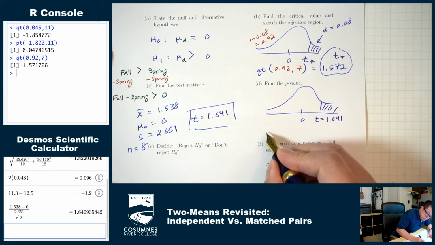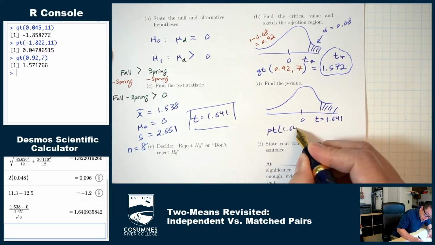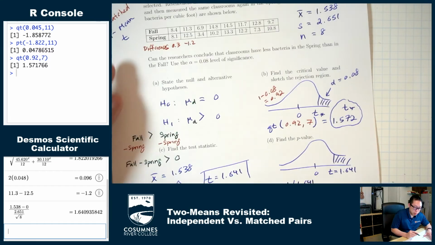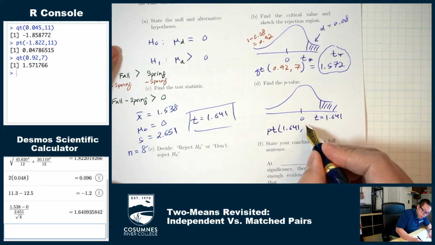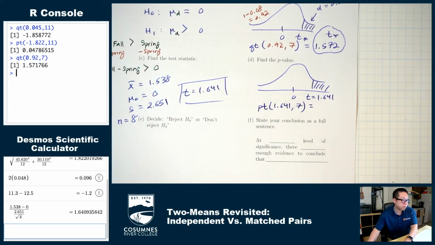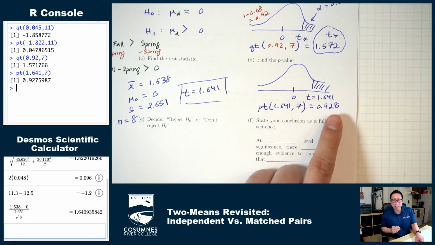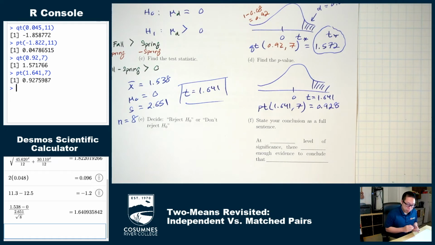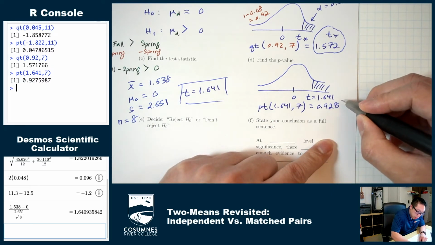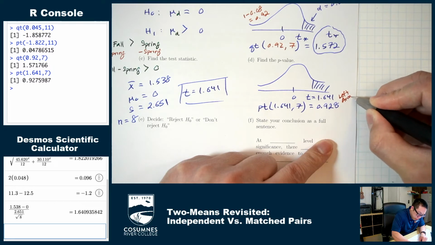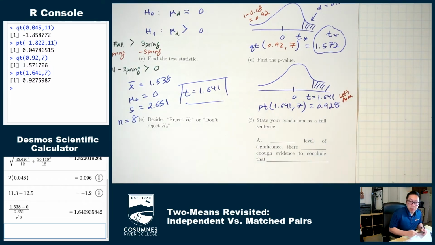So PT. T is 1.641. DF, so 1 less than the sample size. Sample size was 8. 1 less would be 7. All right, PT, 1.641, comma 7. 0.928. Okay, so I already know that that's not the final answer. P-values should be pretty small, and that's because PT spits out the left area, so it always gives you the left area. This 0.928 is a left area, but I'm not looking for a left area, right? I'm looking for the area to the right, which means I'll need to do a 1 minus here. Okay, so 1 minus 0.928.